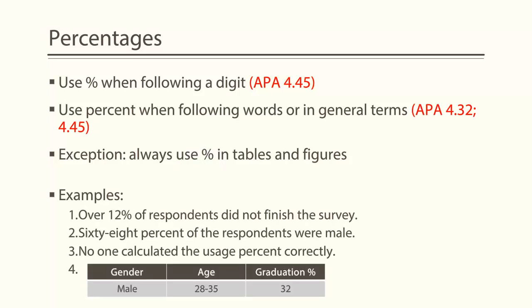Example number 1 uses the percent symbol because it follows the digit 12. Example 2 uses the word percent because it follows a number that is spelled out, and remember that number is spelled out because it starts the sentence. Example 3 is just talking about percent in general, so it uses the word. And example 4 illustrates how you would use the percent symbol in a table even though it is not following a digit. That is the exception.